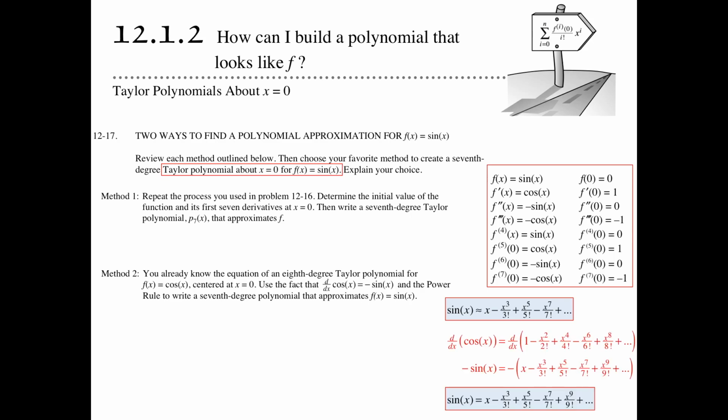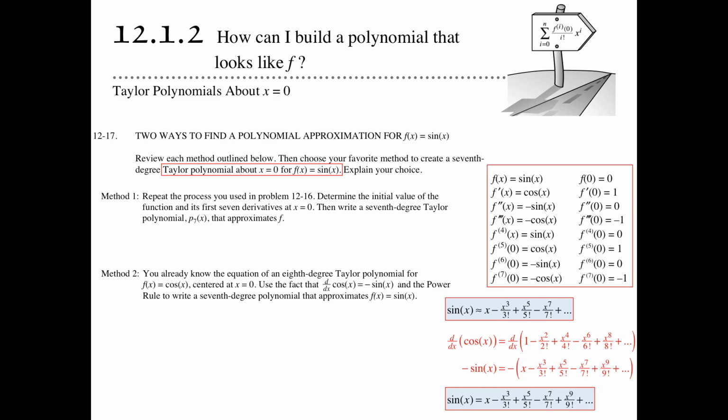And method 2 involves using the fact that the derivative of cosine is negative sine, so students will use the power rule to derive the Taylor polynomial for cosine x, which they found in the previous problem, and then negate the result. Now, teams do not need to do both methods. Instead, they should review each method and then choose their favorite.